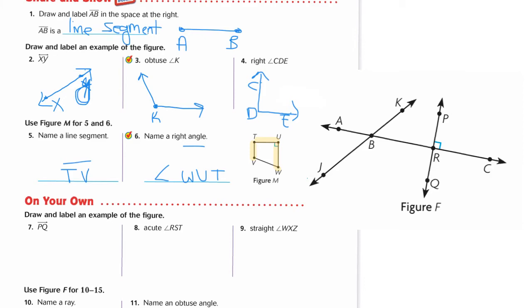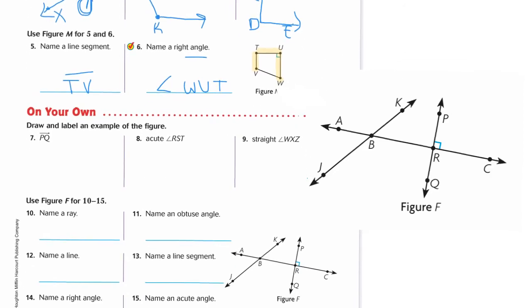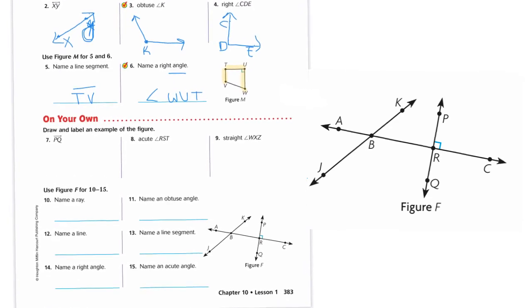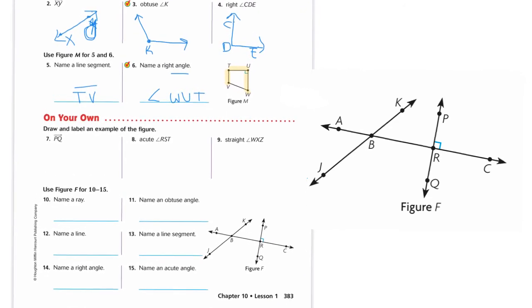Let's go ahead and look at the on your own. It says draw and label an example of each figure. So I want you to go ahead and try 7, 8, and 9 on your own. Why don't you go ahead and pause the video and try 7, 8, and 9 on your own, and then click play again when you have your 3 figures. Then check it against what I draw.